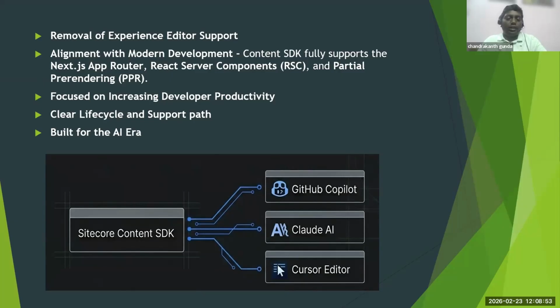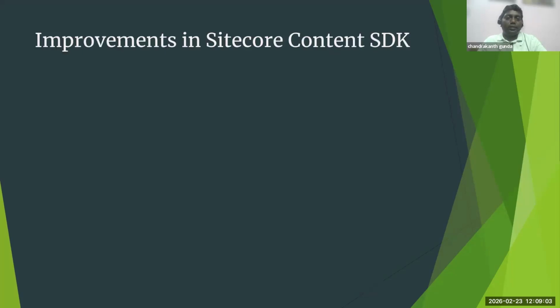So this is the strategic reason why Sitecore is asking Sitecore AI clients to move from JSS to Content SDK. Now, what are the different improvements made in Content SDK when compared to Sitecore JSS? There is a unified Sitecore client that is introduced.